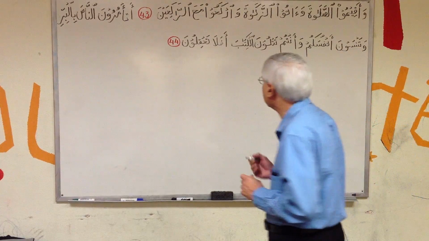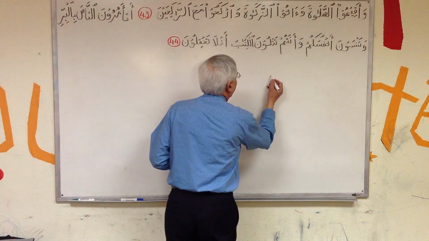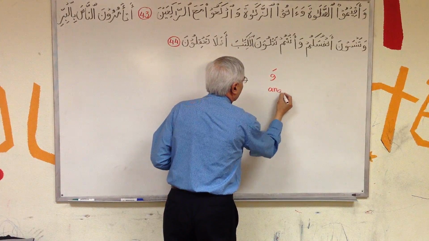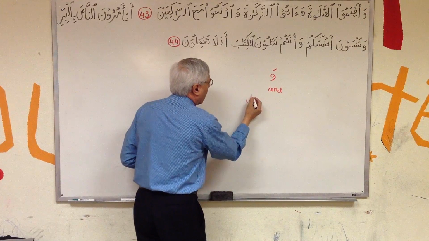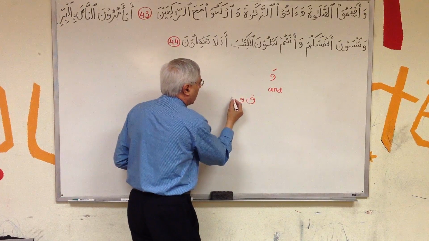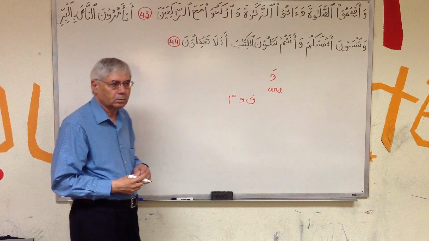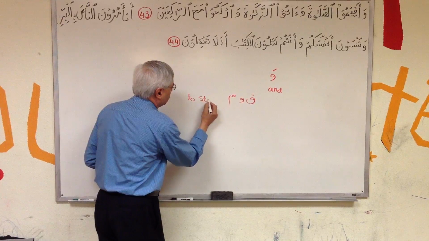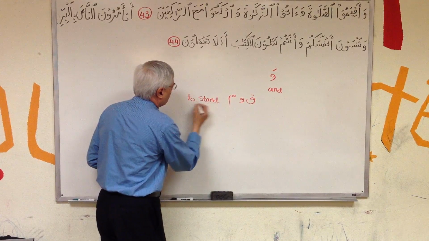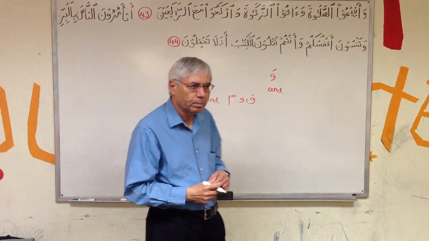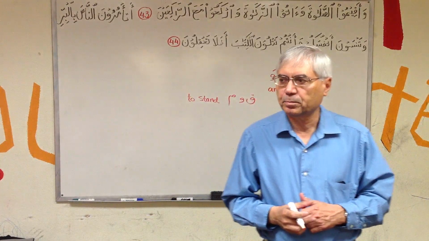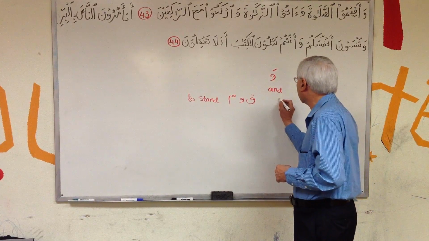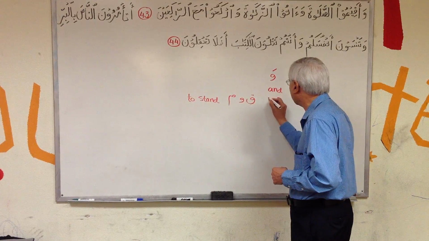وَأَقِيمُوا الصَّلَاةَ. So it starts with the waw, which means and. And the root letters are qaf, waw, and mim. The meaning of this is to stand. Qaf, waw, mim means to stand. And these are three letters, so they belong to the group of the bab, which is called bab fa'ala.